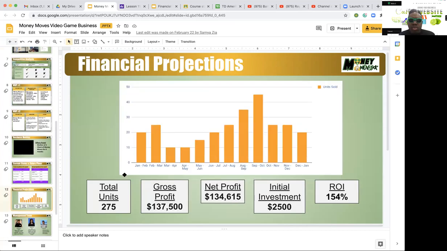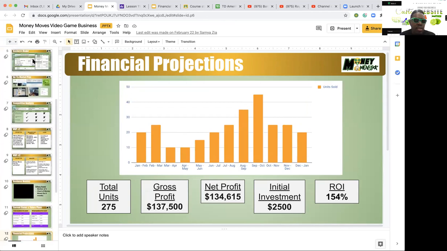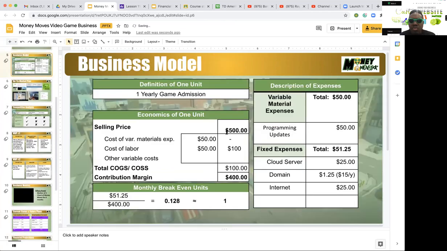I'm going to do this in another lesson. We're going over the financials in a little more detail. So basically, let's say the financials work like this. Each month you sell a certain amount of units. Notice it fluctuates because business is not a straight line. You have ups and downs. She sold 275 units at $500. Remember, her selling price was 500.